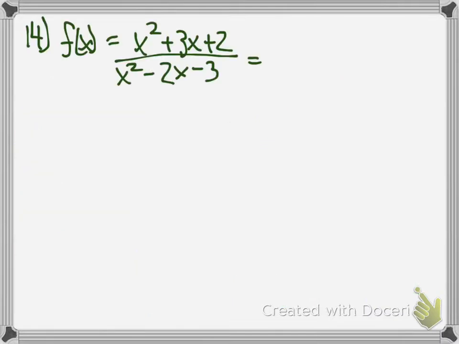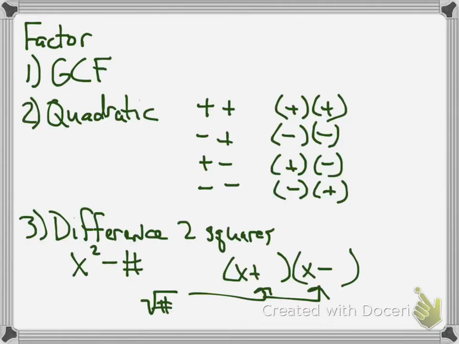On 14 and 15, you've got to be able to factor. Here's a chart again. Don't forget how we need to factor. We first see if there's a GCF, a greatest common factor, to take out. Then we can worry about quadratic factoring. And then maybe you get a difference of two squares, which is like x squared minus a number. If you can take the square root of the number, the square roots become the numbers in the parentheses. Anyways, let's look at 14.